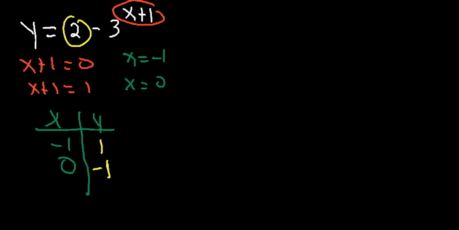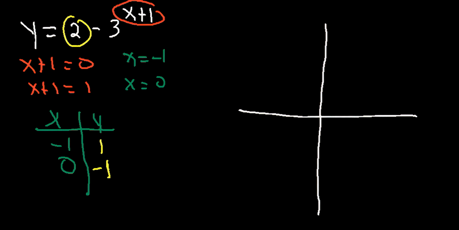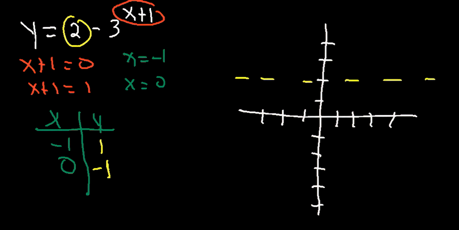This number is the horizontal asymptote. It's the constant that doesn't have an x. So the horizontal asymptote this time is at 2. And if we plot our points, (-1, 1) and (0, -1), start from the horizontal asymptote and connect the 2 points. So that's how you can graph that particular exponential equation.